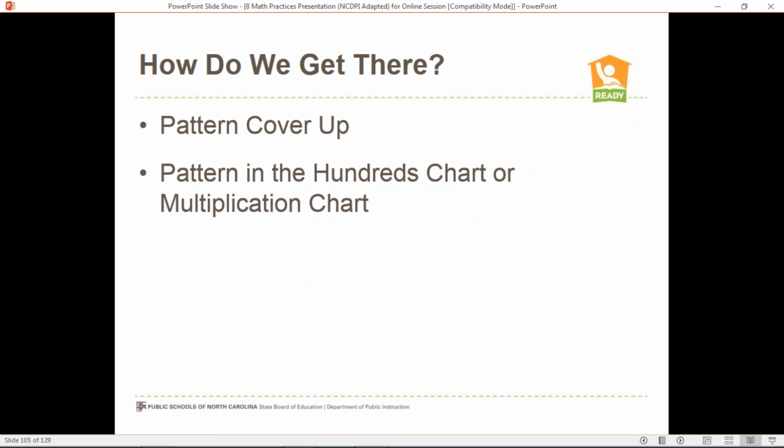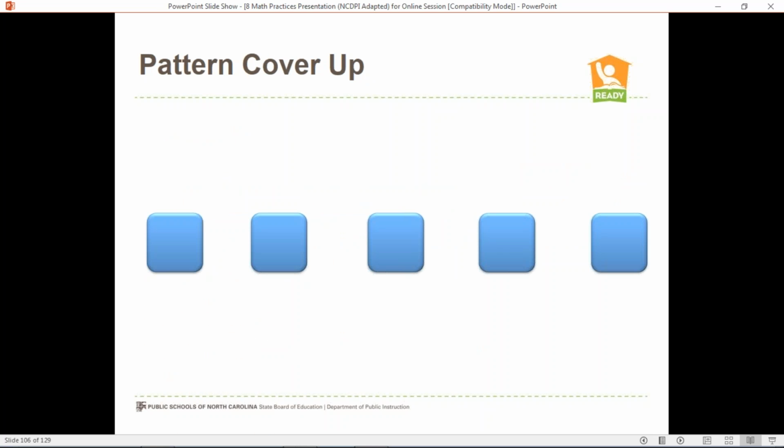So how do we ultimately get there? Let's look at pattern cover-up. Let's look at our patterns in our hundreds chart. Let's look at ratio tables. Let's look at number lines. So pattern cover-up maybe looks something like this, right?